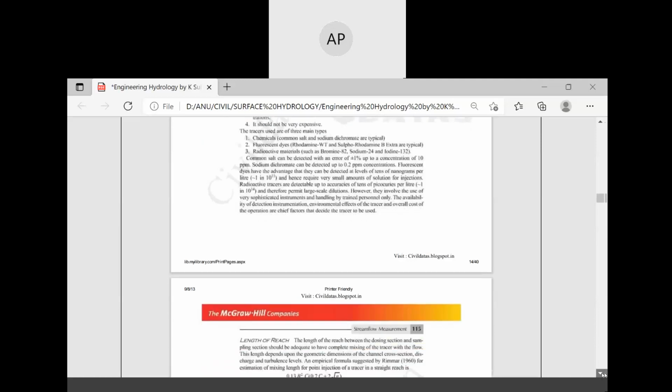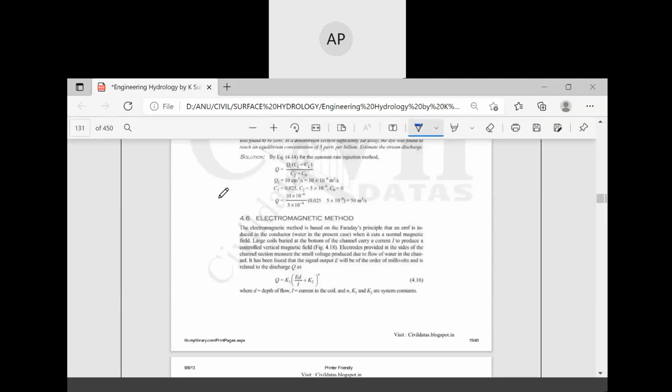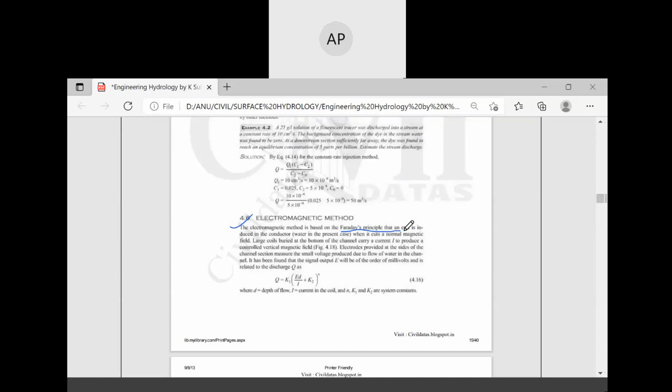These are the tracers used. Last class we discussed these things. Electromagnetic method. The electromagnetic method is based on Faraday's principle that an EMF, electromagnetic force, is induced in the conductor, water in the present case. So here the conductor will be water, because we are measuring the velocity in a stream, isn't it? That's why the conductor will be water.